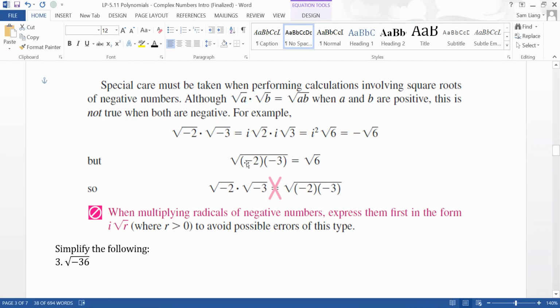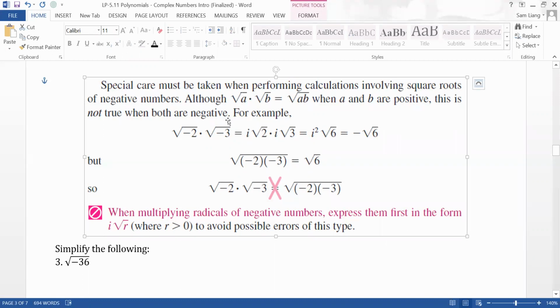But if you treated this as normal, as we did for the product of square roots, you would get square root of negative 2 times negative 3, which is square root of 6. But these are not the same. So the first way, that we just did in the examples, is the correct way. In other words, when multiplying radicals of negative numbers, express them first in the form i root r, where r is greater than 0, to avoid possible errors of this type, which is what we did earlier in the example. Just a heads up for a mistake you want to watch out for.